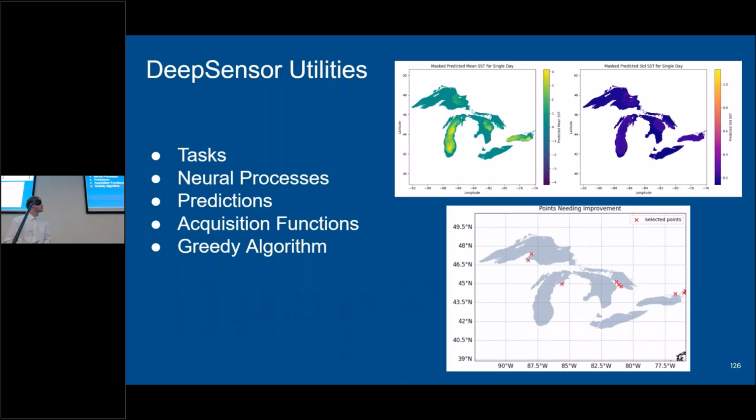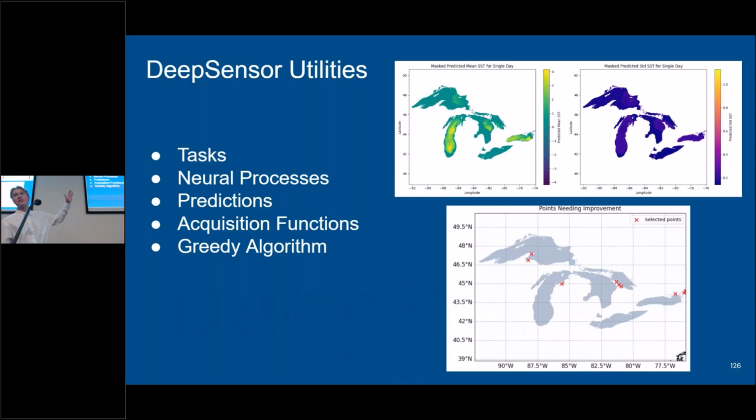Next, we have acquisition functions and the greedy algorithm. Those first three utilities were used during model training, but we're talking about placing new buoys. And so we have a separate file called our active learning file, where we essentially evaluate our model and find areas that need the most improvement and then place buoys there. An acquisition function is the function that we're using to decide which areas need to be chosen. And ours is standard deviation.